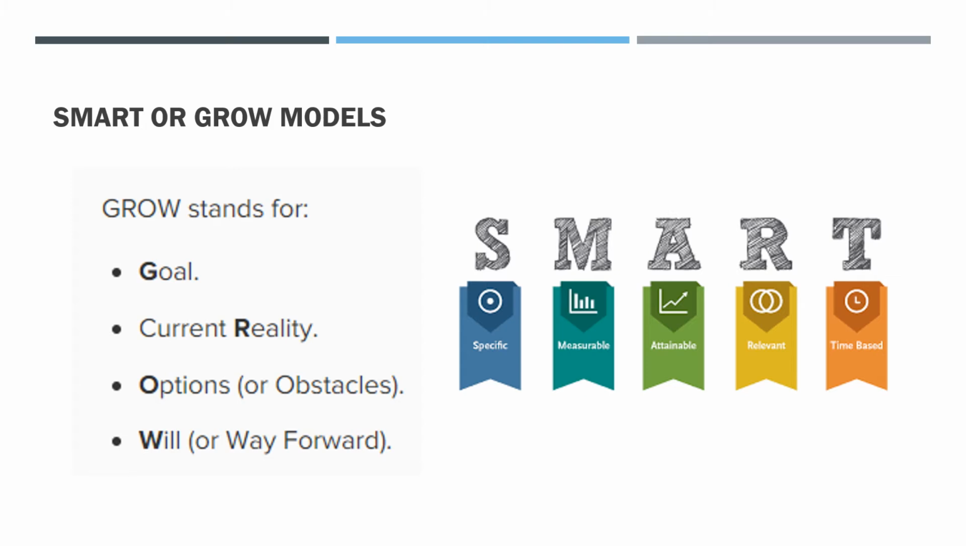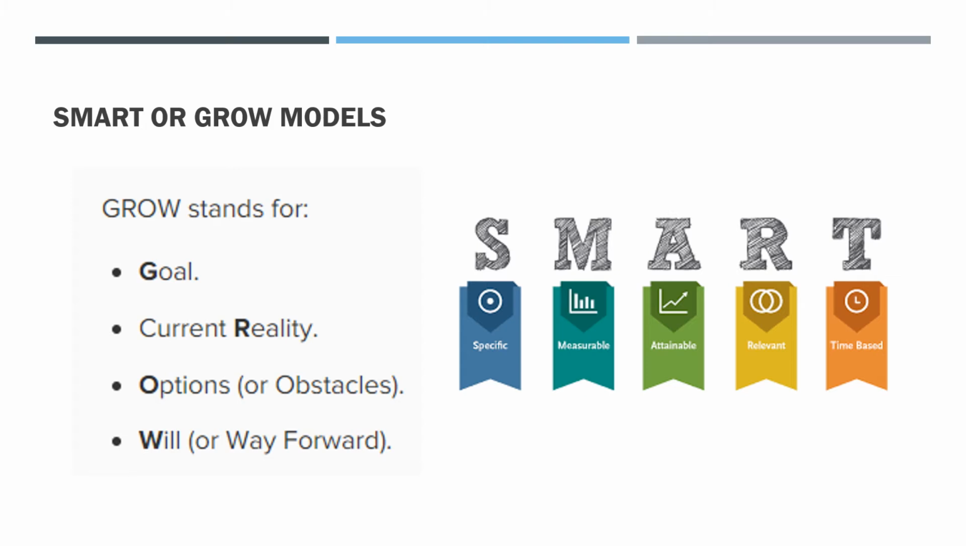The current reality is the situation now. And then the options is from the current reality to the goal, what are the obstacles that we can find, or what are the options that we can decide to take in order to reach that goal, and then the next steps, the will or the way forward.